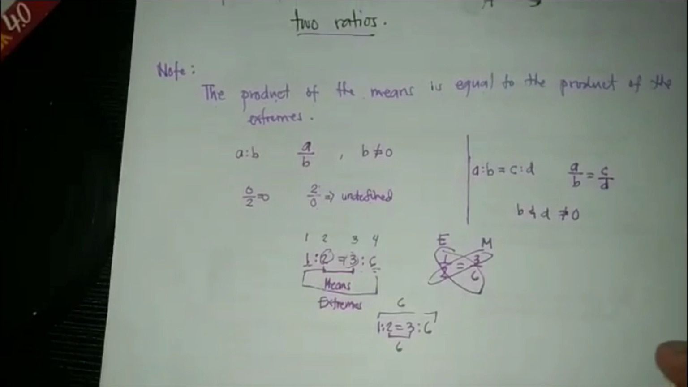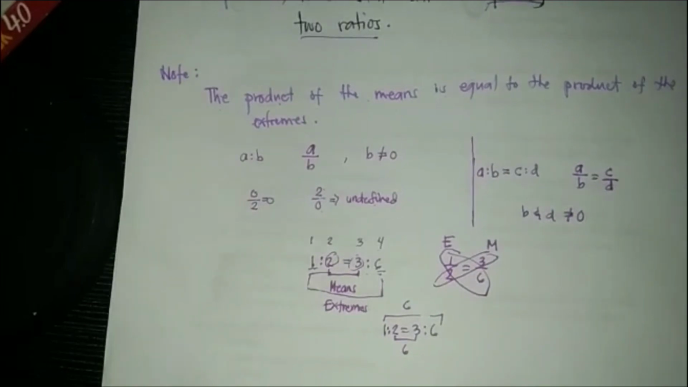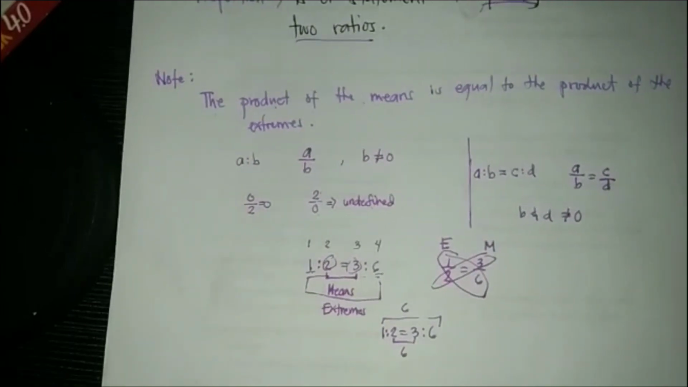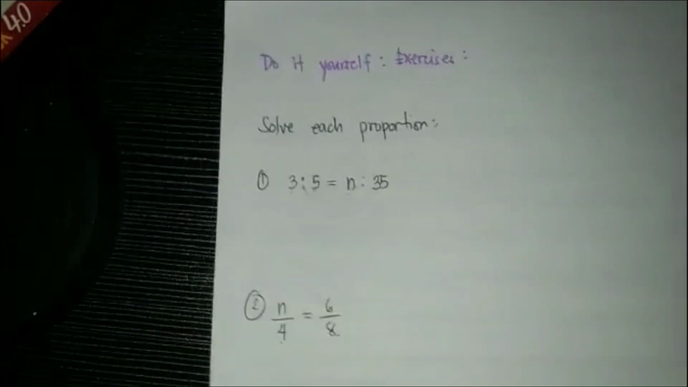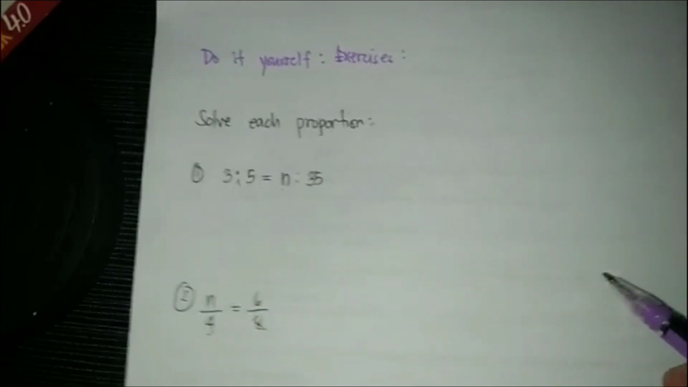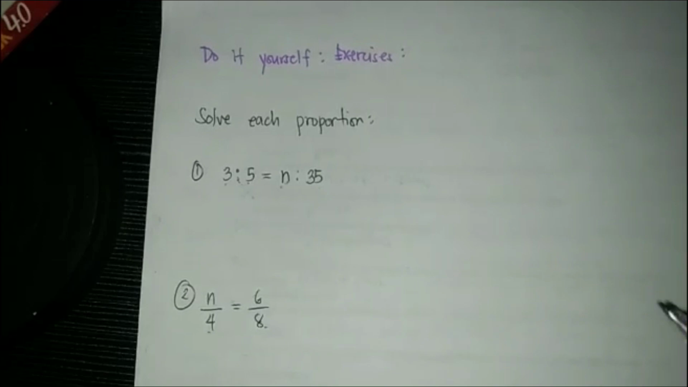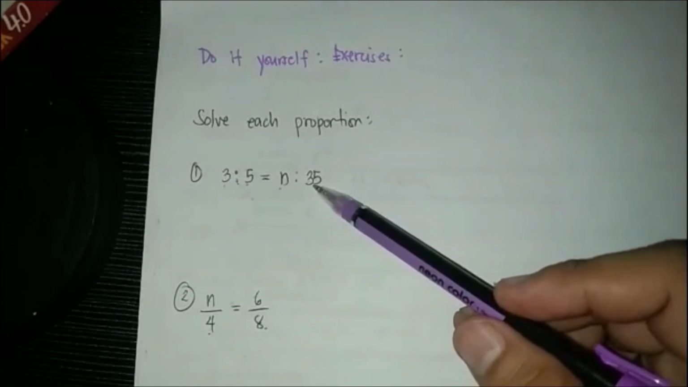Okay, gets ba mga ka-basic? Let's check our understanding by answering the do-it-yourself exercises. Solve each proportion. Number 1, 3 is to 5 equals n is to 35. So naka-colon form po siya.